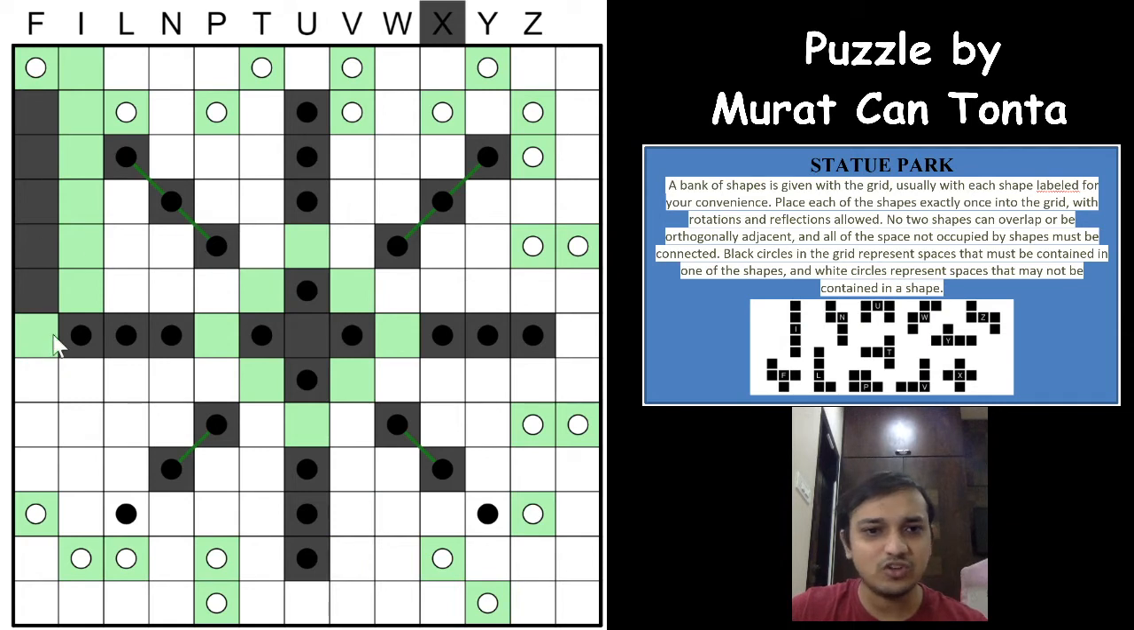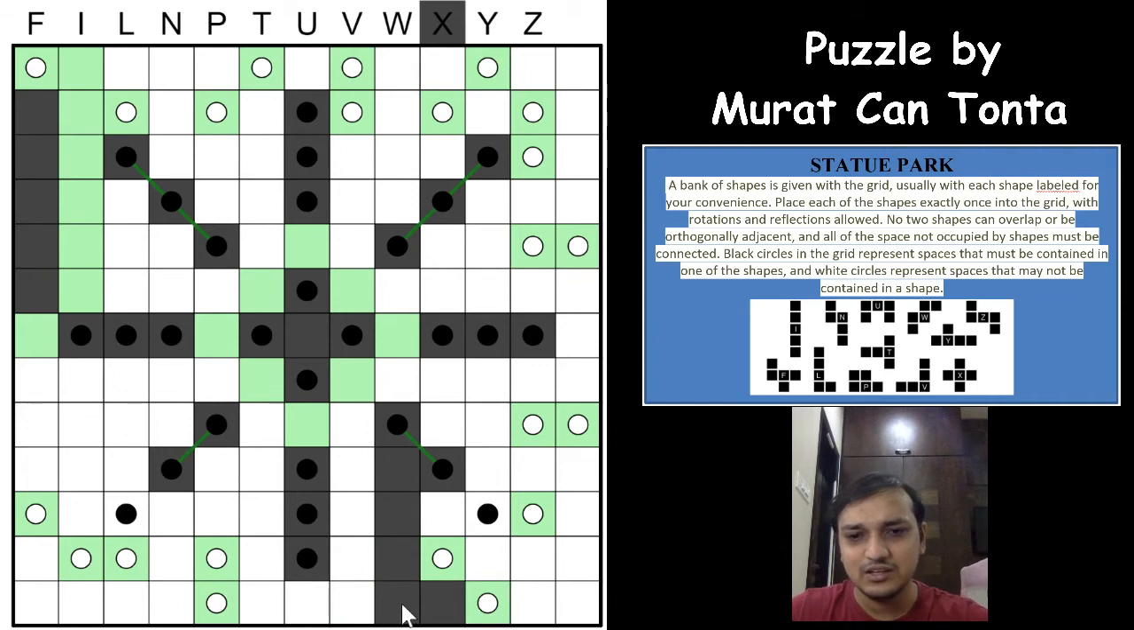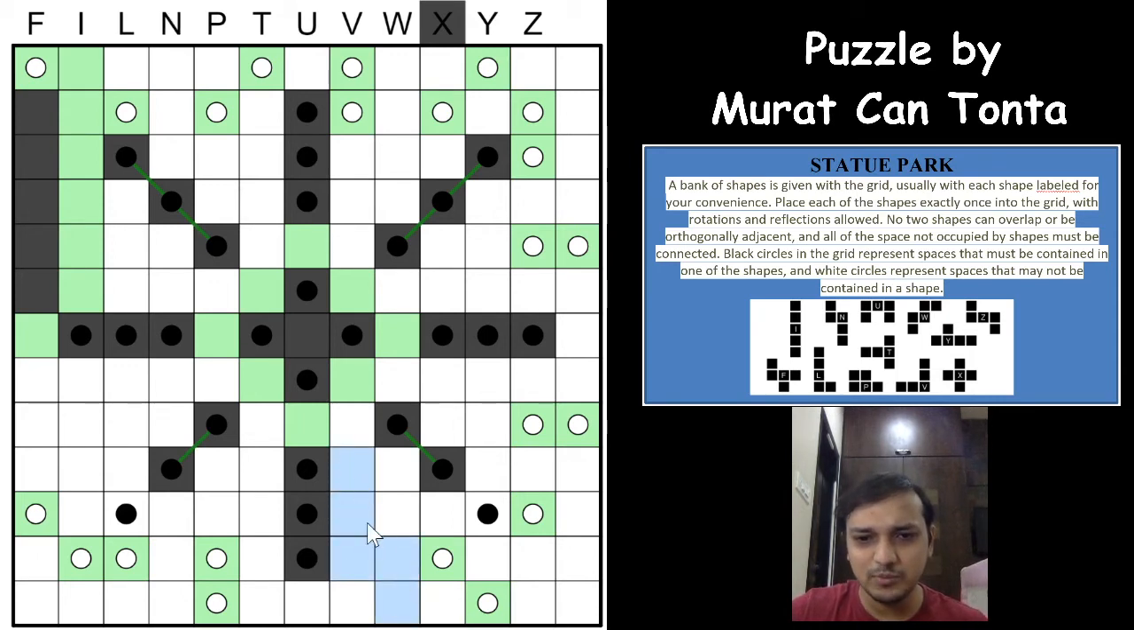Second is the I, which is already done and it is not possible. Third is the L, again not possible. I'll just mark here, right? You cannot have three black circles diagonally in an L. Next is the N, again not possible. No three black circles diagonally. Next is the P. No, it doesn't have that either. You never have three black circles diagonally in a P. Next is T. This is a T and it is not possible. You have only two black circles diagonally. Next is U. Again not possible. You have only two black circles diagonally.